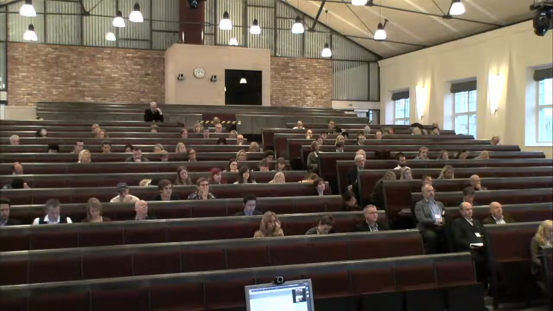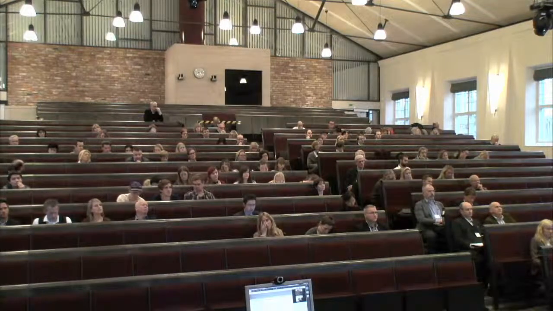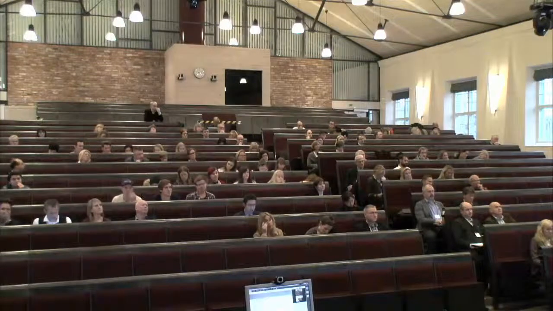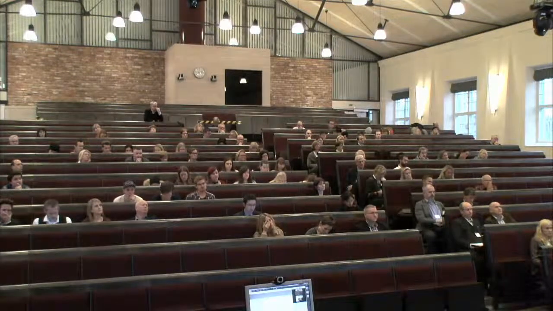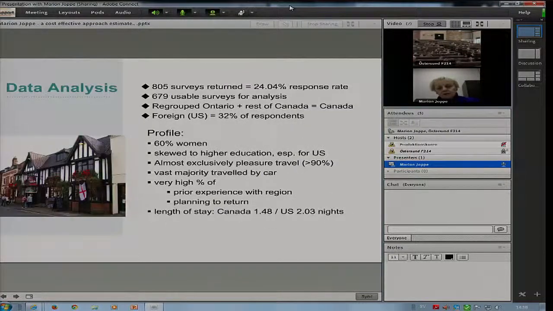Now, they produced their report for southwestern Ontario, which actually includes 3 other RTOs. But we know the room stock that we have, and so we applied the share of room stock to the overall and used that percentage to then also apply it to revenues and the spending that came out of that report.